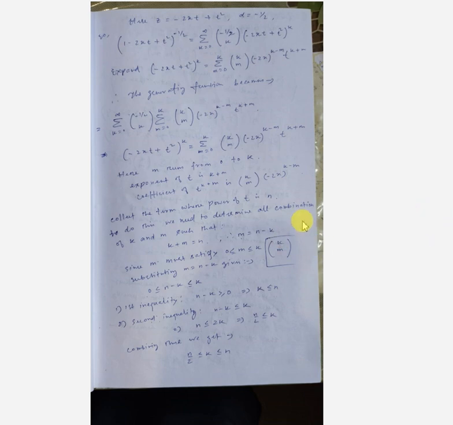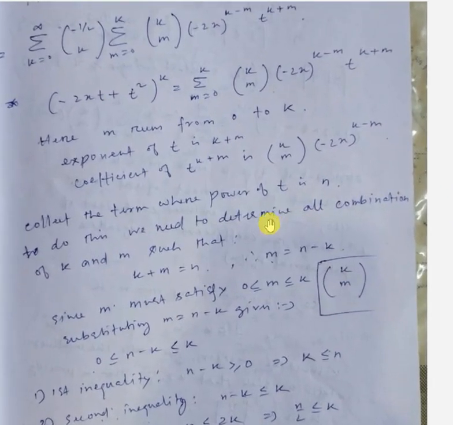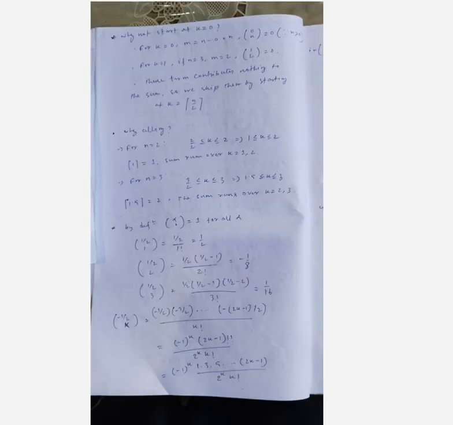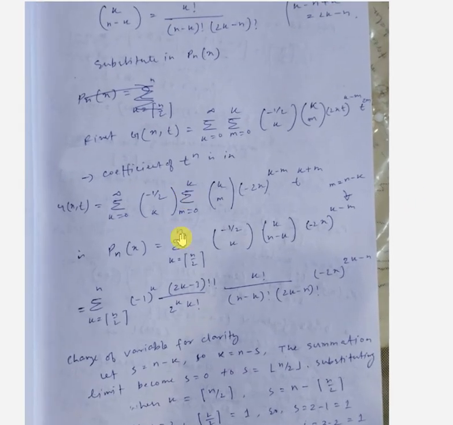So from where we get this equation, the coefficient equation, this coefficient. Well, we already know that in order to get this, the value of k ranges from n by 2 up to n, right? So this is what we got.